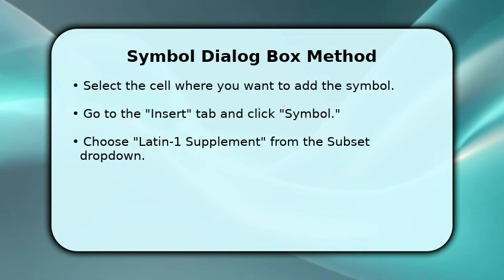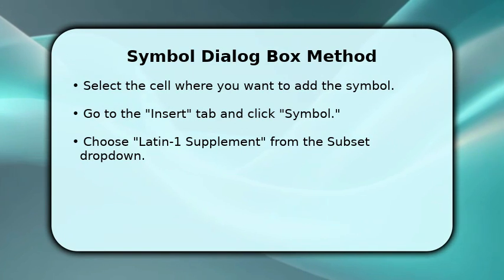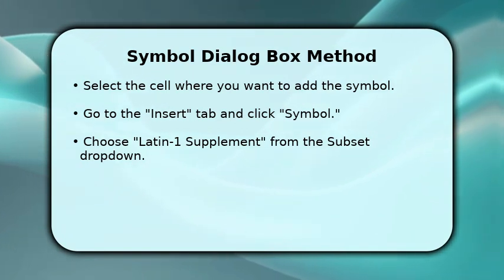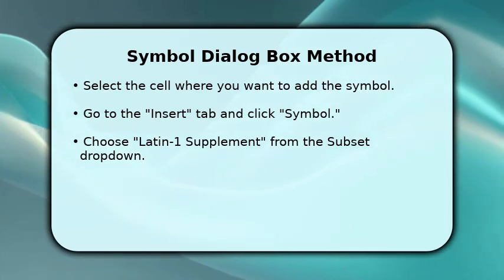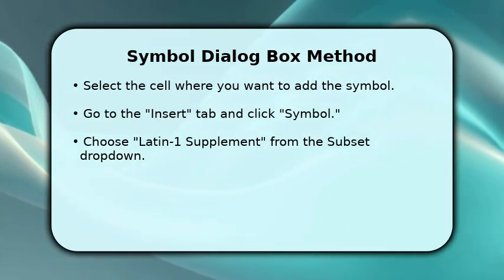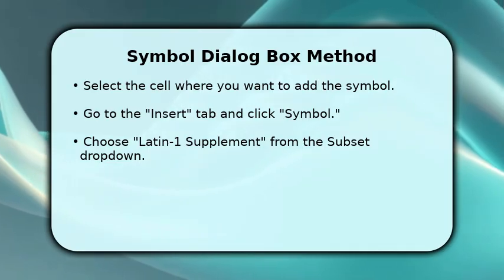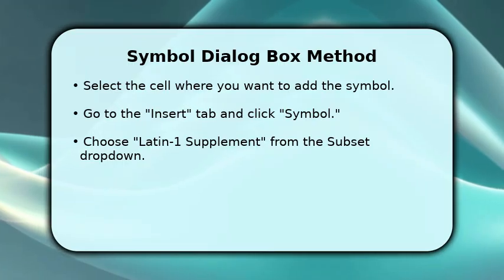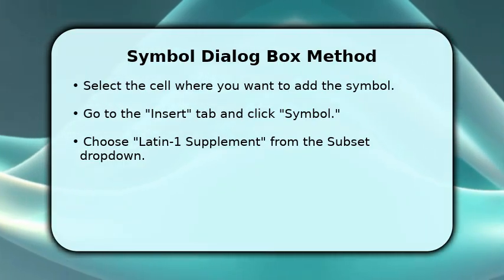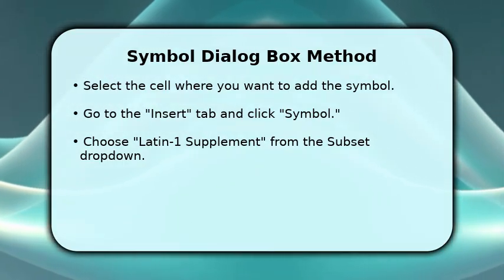To use the symbol dialog box, first click on the cell where you want the symbol to appear. Next, navigate to the Insert tab on the Excel ribbon and select Symbol. In the symbol dialog, choose Latin 1 supplement from the subset drop-down menu. Find the degree symbol, click Insert, then close the box. Finally, just type the letter C right after the degree symbol.